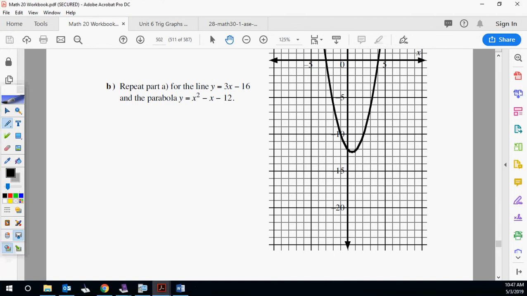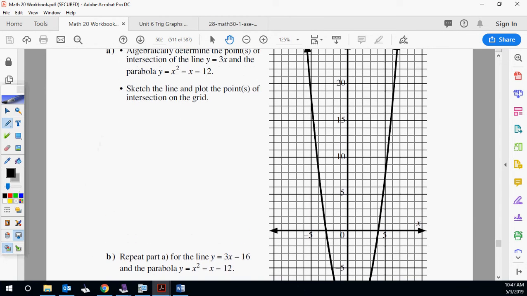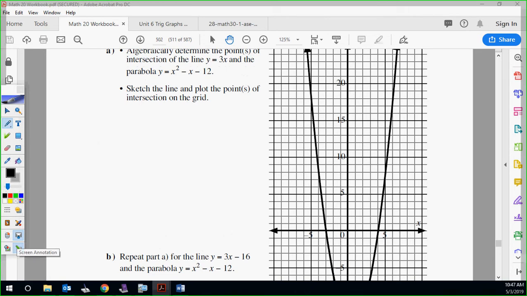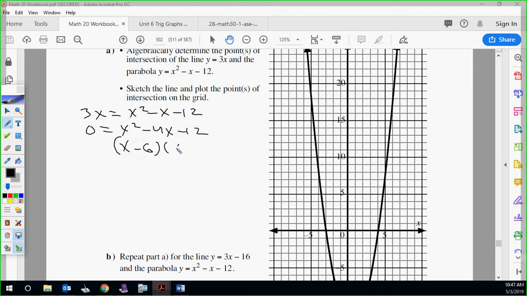So let's look at it algebraically now. Let's go ahead and put y is equal. Let's write it as 3x equals x squared minus x minus 12. We're just substituting for the y's again and solving. We subtract 3x over and get x squared minus 4x minus 12, which factors as (x minus 6)(x plus 2). That's why those points I wrote down were 6 and -2. So 6 is my x value, and -2 is my x value.